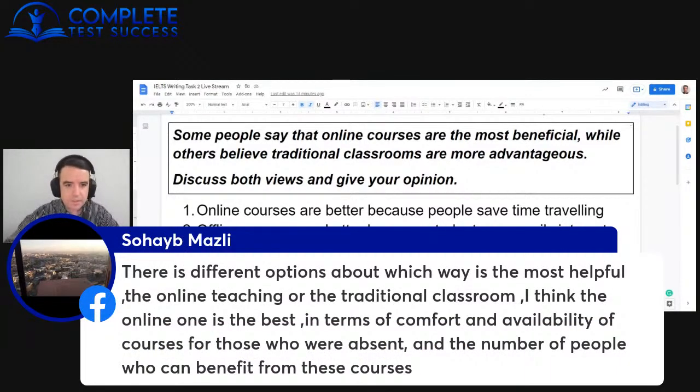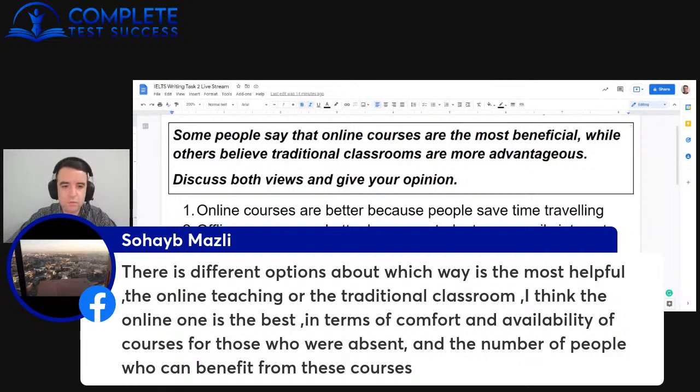So Ahib, there are different options about which way is the most helpful, the online teaching or the traditional classroom. There's no need to say that. That doesn't belong in the essay. It's not going to harm your score, but you've got a limited amount of time. So just write the things that will help to improve your score. That first sentence won't do anything to help.